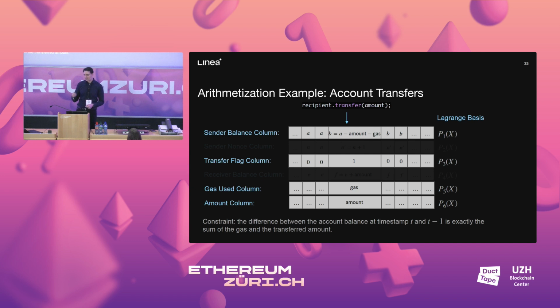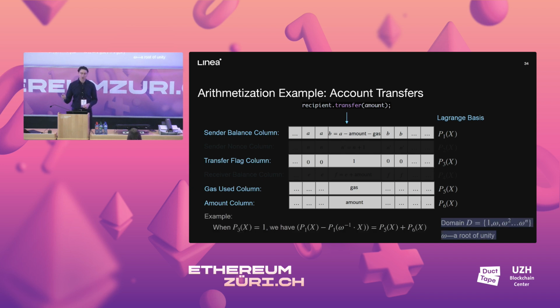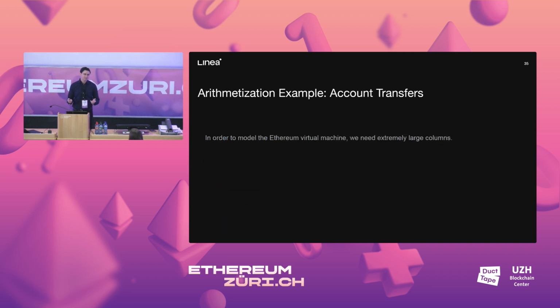And an example of another constraint: if I want to look at the time just after the transfer and the time before, I can say, look, I want this difference to be the gas and the transferred amount. And then I can model more complex relations. Here, this omega minus 1 is just a shift to the previous timestamp. And then P5 of x plus P6 of x is just the amount plus the gas. So we've seen, obviously, that this doesn't model everything, because this is just the beginning, giving you a flavor of how it looks.